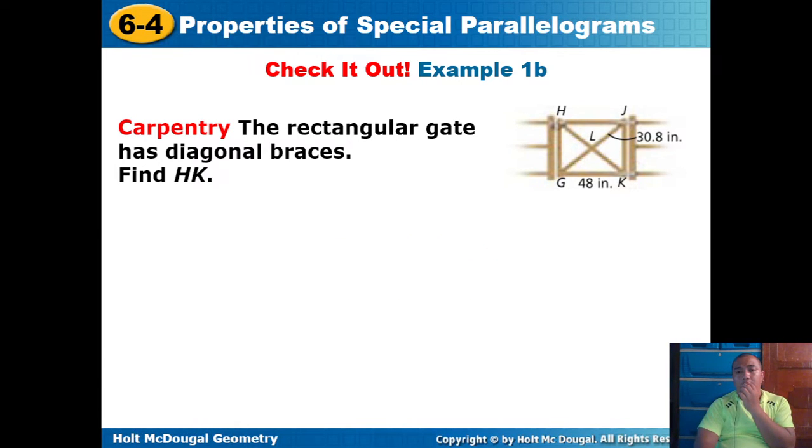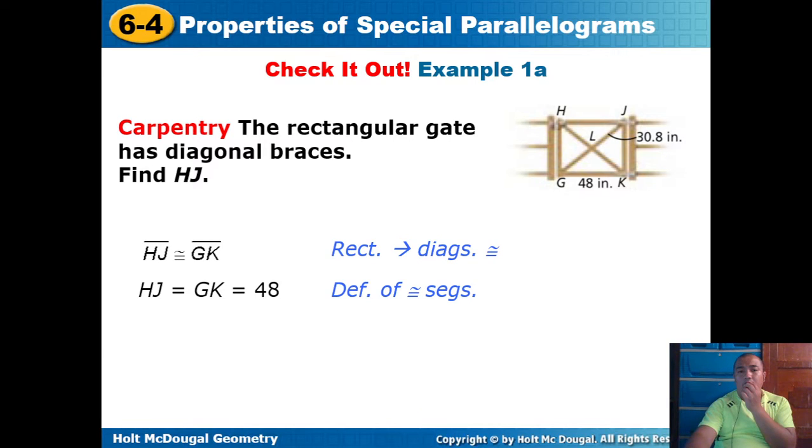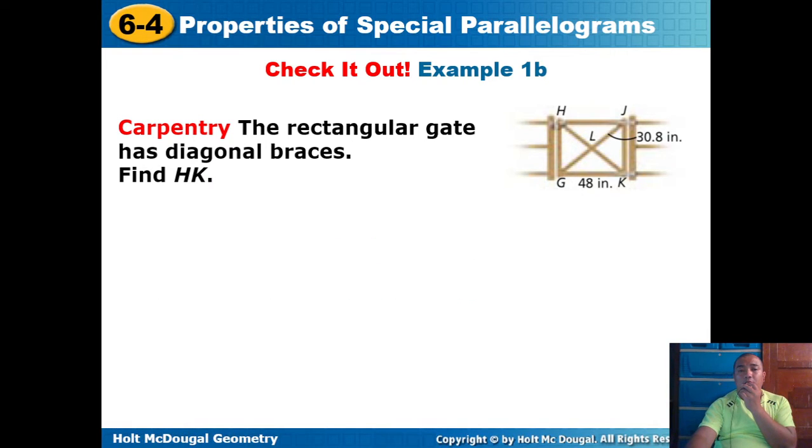The rectangular gate has diagonal braces. Find HK. These are the diagonals. Yes, that's right, diagonals are congruent. But also in a rectangle, opposite sides are congruent. So HJ is equal to GK, 48.